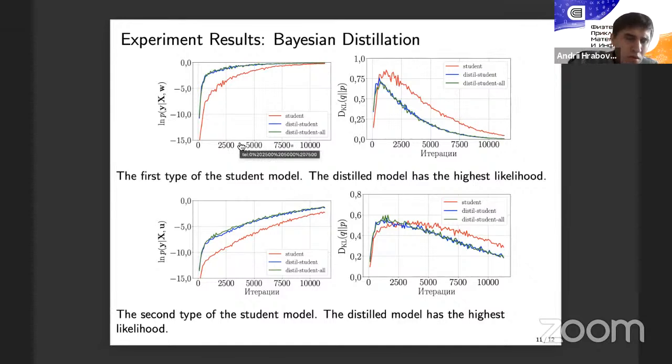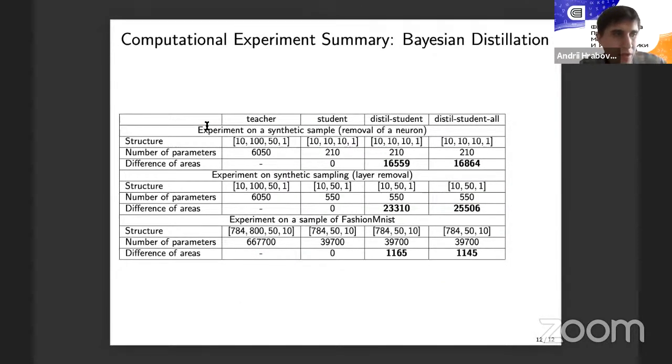For numerical analysis, we propose to use the area difference between two graphs. For example, consider the area difference between the blue and red graphs. A positive area indicates that the blue model, which means the distilled student, is better than the red model, the student without distillation. The last table shows that distillation improves the area difference metric for students with distillation compared to students without distillation. This method works, and we can align the structure of a complex teacher to a simpler student.